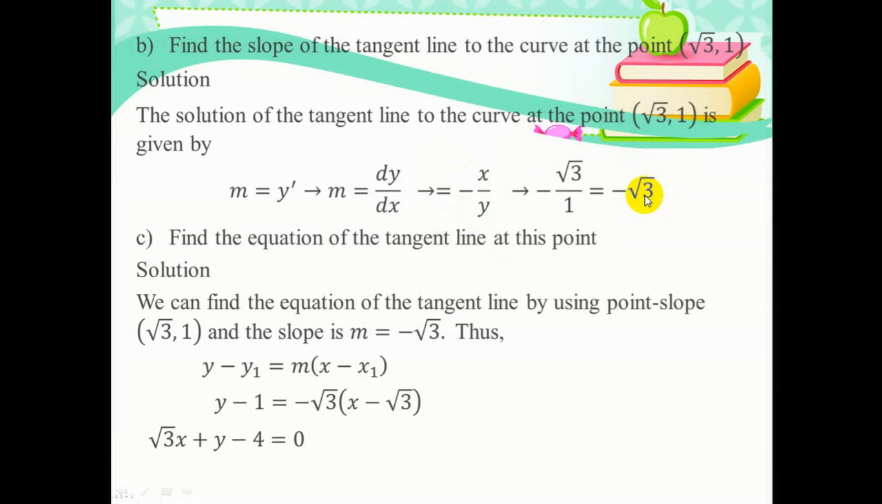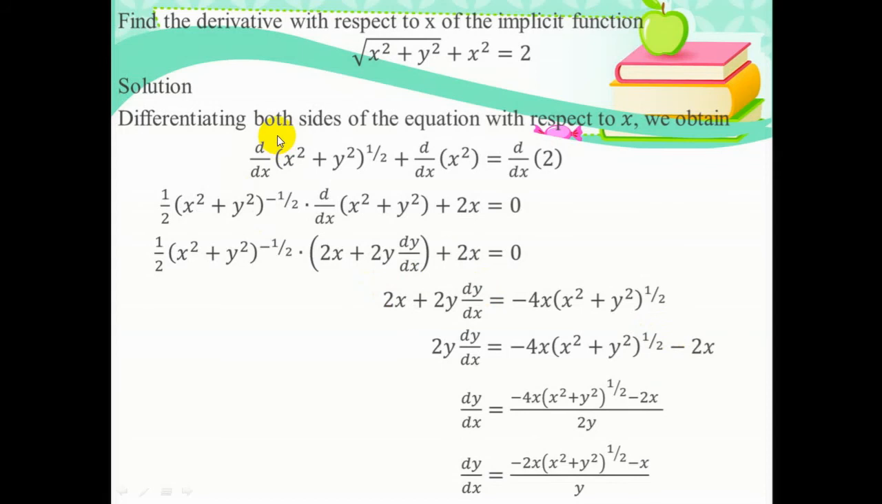Okay, everyone? Now find the equation of the tangent line at this point. We can find the equation of the tangent line by using the point-slope form. The point is square root of 3, 1, and the slope we already got is minus square root of 3. In this formula, you just need to substitute until you get square root of 3 x plus y minus 4 equals 0.